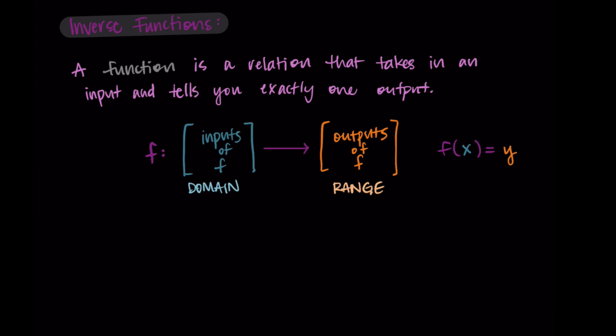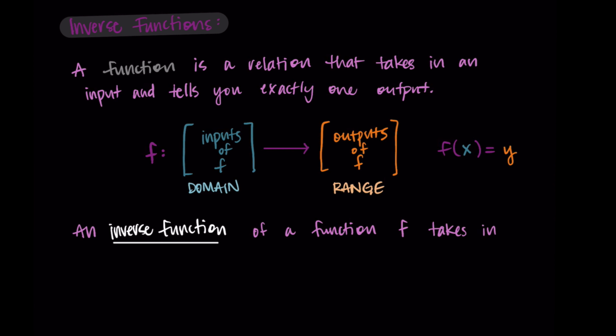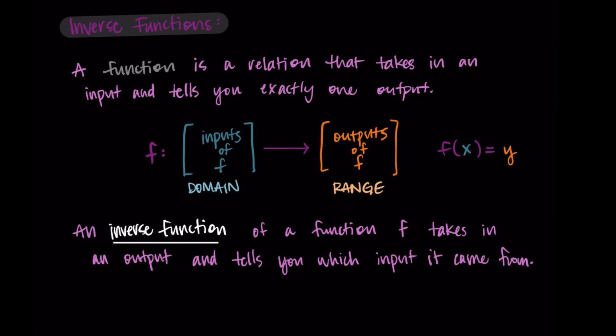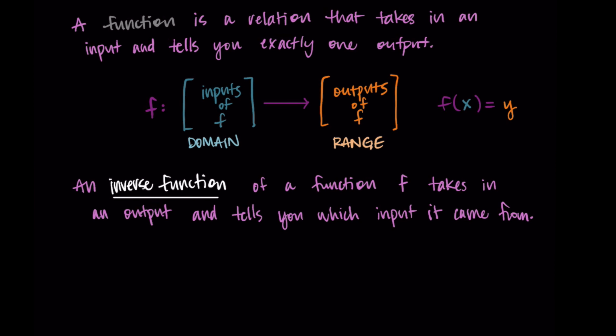Now, what we want to be able to do is to reverse this process. So if we've applied a function, we want to be able to undo that function, and that's where our concept of inverse function comes in. We say that an inverse function of a function f takes in an output and tells you which input it came from. So if we've applied the function f, it's going to then take those outputs and tell us which inputs got mapped to them.